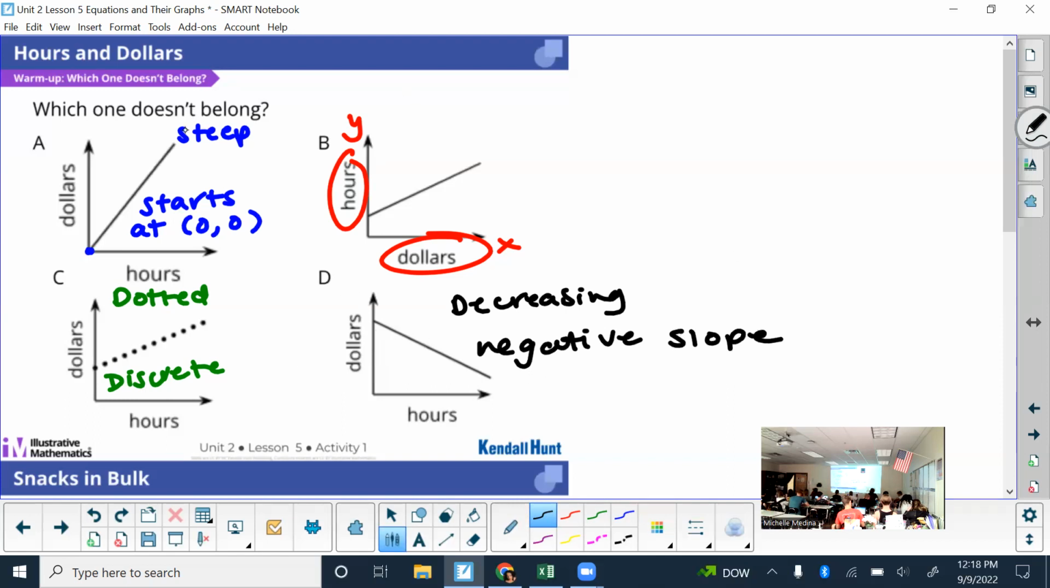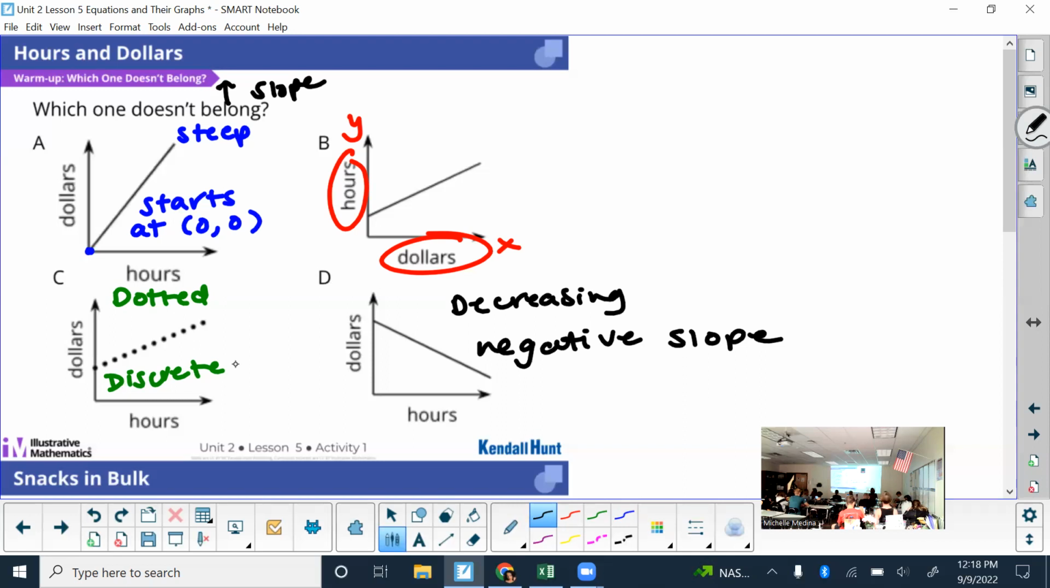This one is steeper up here, A. Do you know why? Because the more hours, the more money. It started at 0 hours, it's $0. Well, I was more looking for the math word. Oh, it's a positive slope. It is a positive slope. So are these, though. Why is this one steeper? It's because the slope is higher in that one.